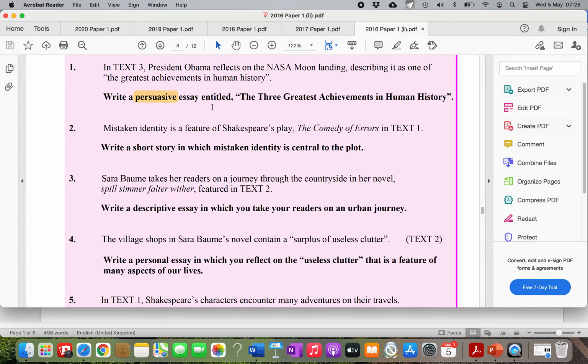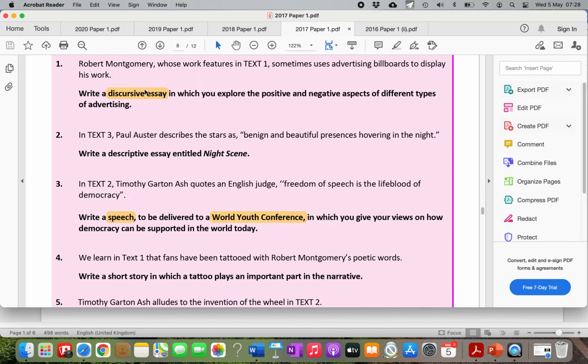Write a persuasive essay entitled "The Three Greatest Achievements in Human History." Now, it does say persuasive, and that means kind of to be biased, and you're talking about language of persuasion. But there's an element of discursive writing there as well, because you're going to have an opinion and you're going to back that opinion up with evidence, okay? However, the reason that differs from the previous essays is when it says discursive essay, the one particular thing we're looking for is balance. So there they want positive and negative aspects, okay?